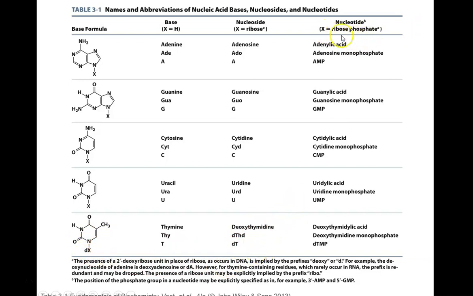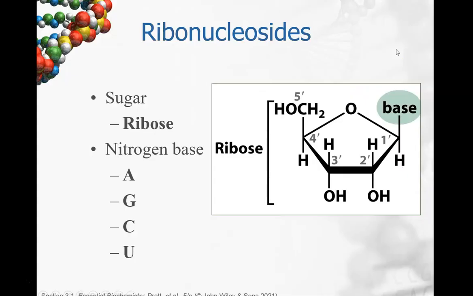If we're going to then add to our X-ribose 1 or more phosphates, then we have a nucleotide. So this just shows if we have monophosphates. So we have adenosine monophosphate, or AMP, guanosine monophosphate, or GMP, cytidine monophosphate, or CMP, uridine monophosphate, or UMP, and deoxythymidine monophosphate, or dTMP. We can, of course, add more than one, in which case we use di or tri to indicate the number of phosphates.